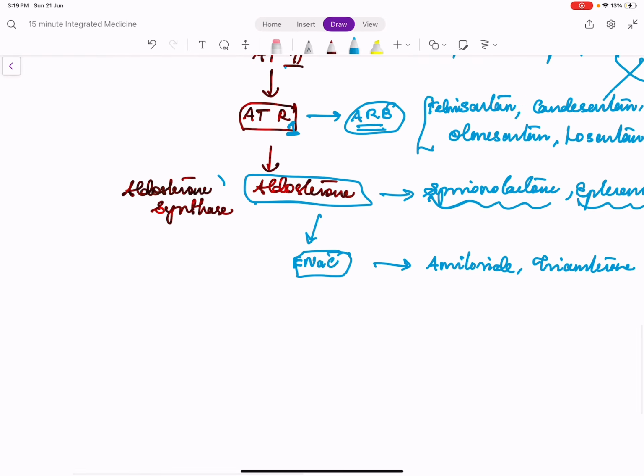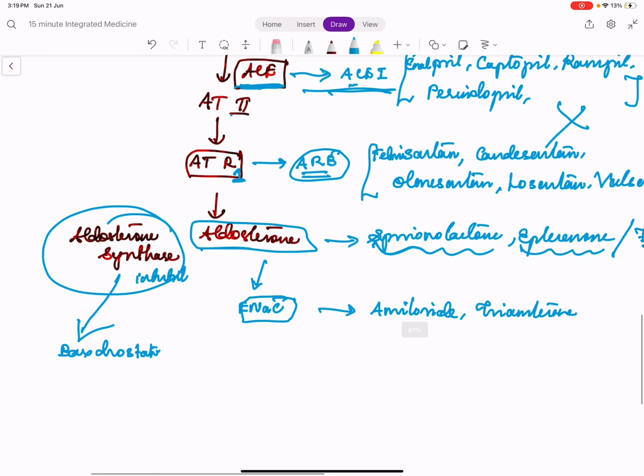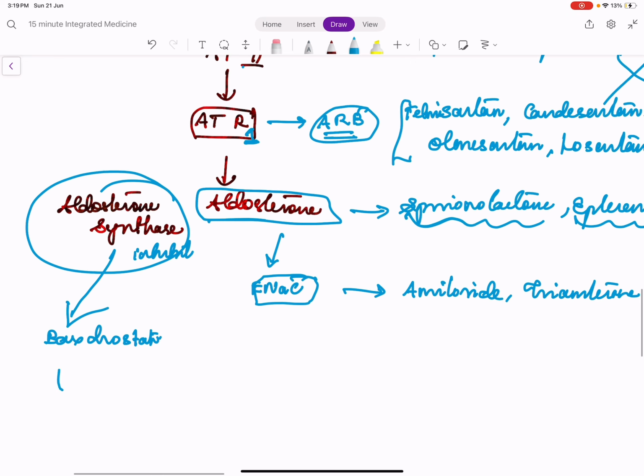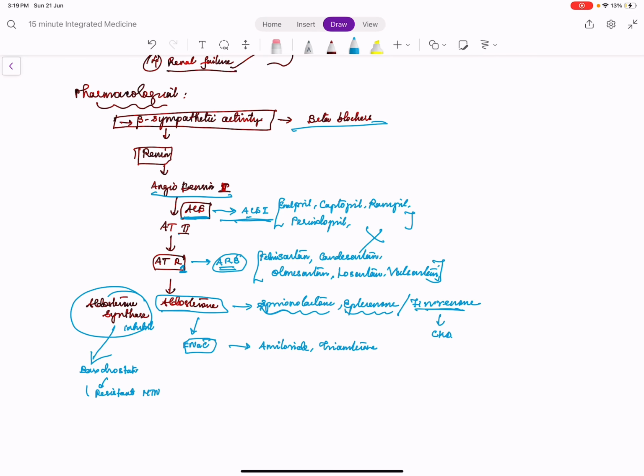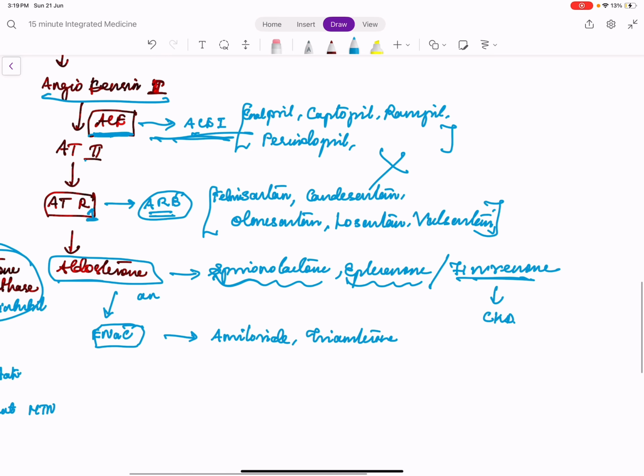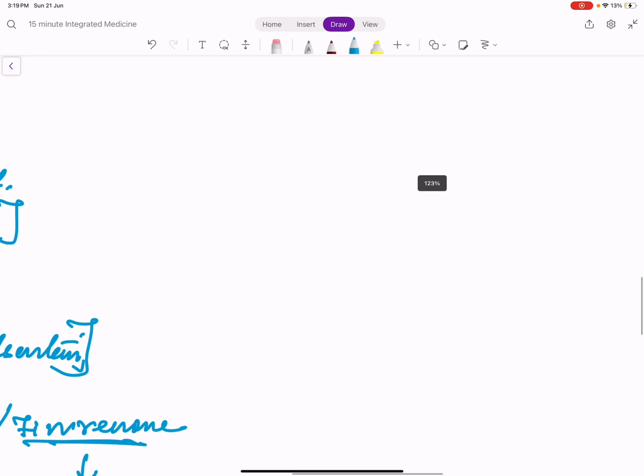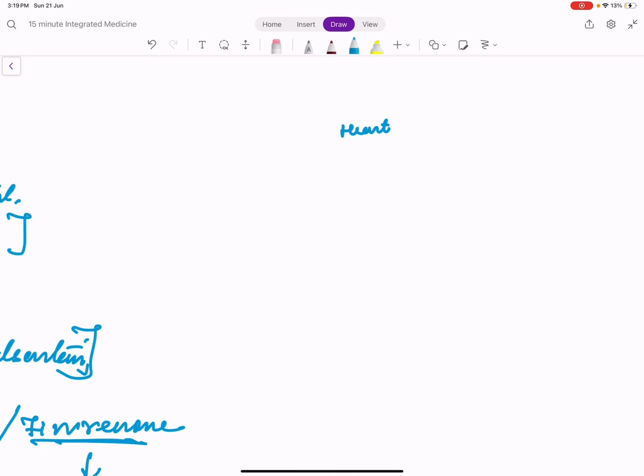So aldosterone is produced by aldosterone synthase. So there's an aldosterone synthase inhibitor also. It is a new drug. Its name is baxdrostat. It is used in resistant hypertension, because aldosterone excess leads to hypertension, as we discussed. So again, if you remember, beta blockers, ACE inhibitors, ARBs, and aldosterone antagonists, these drugs are commonly used in one disease, which is heart failure.